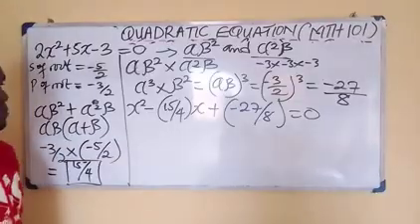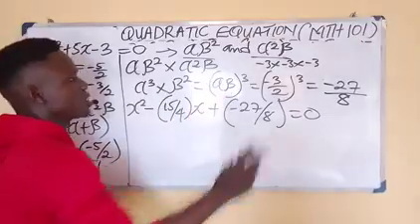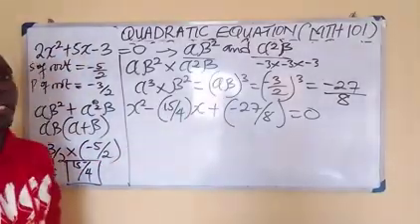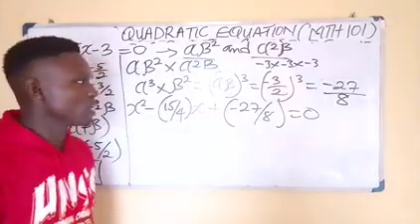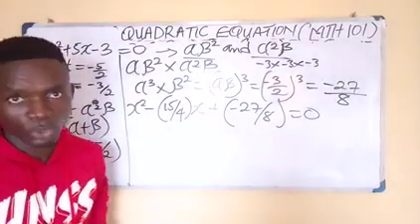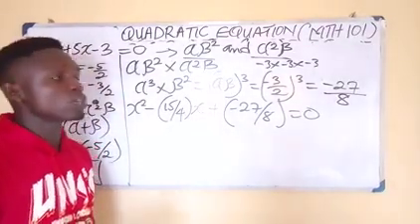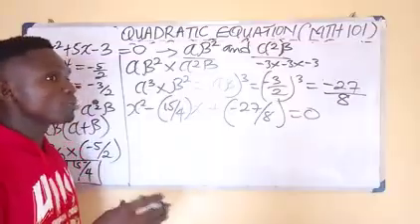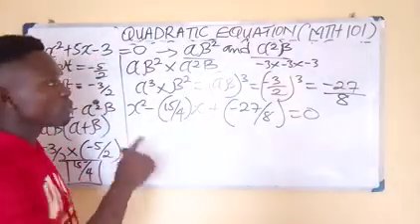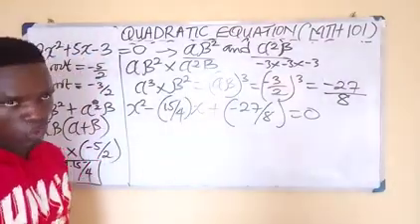Now we are having different fractions. We have 4, we have 8. What should we do? We are going to multiply through by the bigger denominator. Yes, the bigger denominator is what we are going to use to multiply all through.